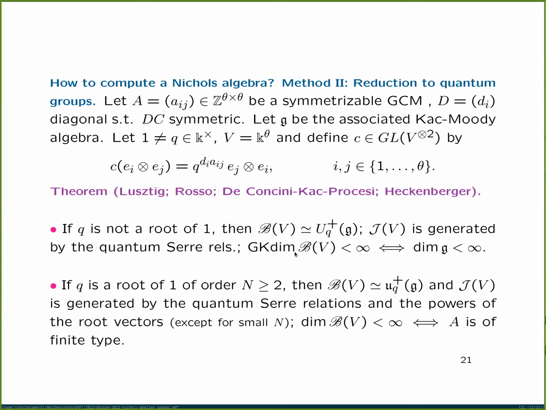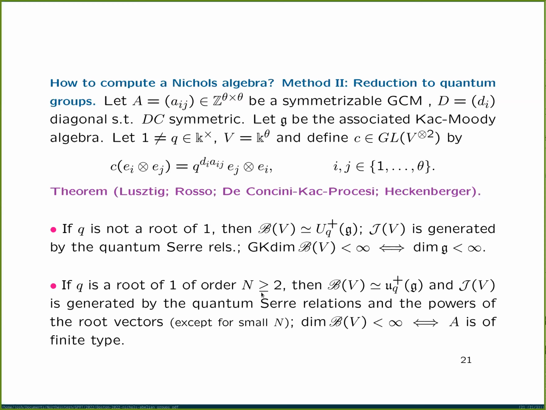And the Gelfand-Kirillov dimension of the Nichols algebra will be finite if and only if your initial finite group G will be finite, and I simply the algebra. It is the first part. The second part is when q is a root of unity of order at least 2.